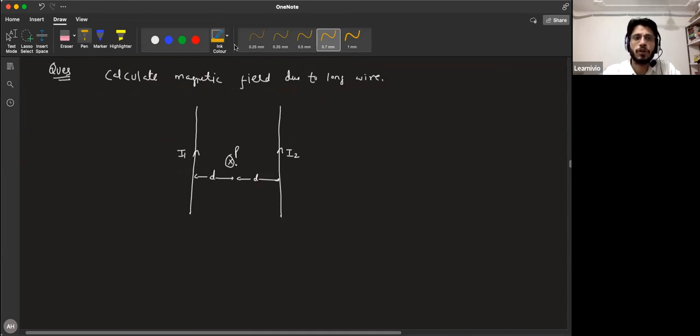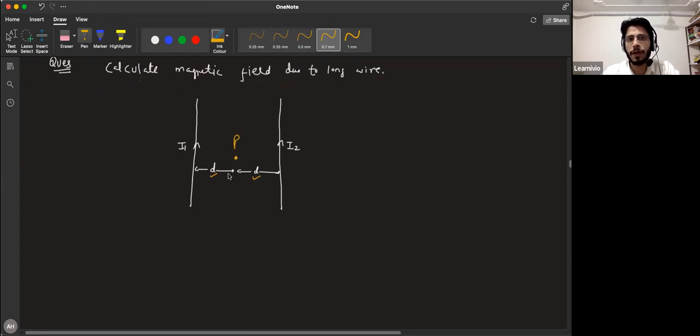Okay, let's solve this question. Let's calculate the magnetic field due to two long straight wires at this point P. The point P lies just at the center of the wires here. The separation of point P from both the wires is D. From the first wire it's D, from the second wire it's also D. You're supposed to calculate the magnetic field at point P.